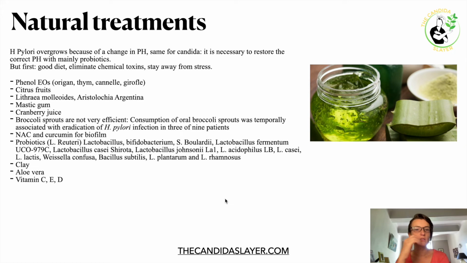So finally, what do I recommend? What would be the natural treatments that I would recommend for someone who has H. pylori, who has stomach issues, who has stomach ulcers? So as we saw, H. pylori overgrows because of a change in the stomach pH. It is the same story for Candida. So it is necessary to restore the correct pH in your stomach to heal your stomach. We do that mainly with probiotics. But first of all, good diet, as I said, Weston Price type of diet. Eliminate chemical toxins, all toxins, okay, all drugs. If you can eliminate all the chemical drugs you take, that would be the best thing you could do.